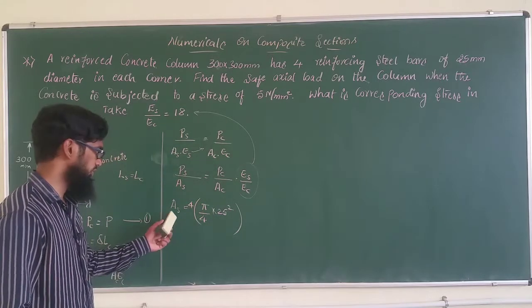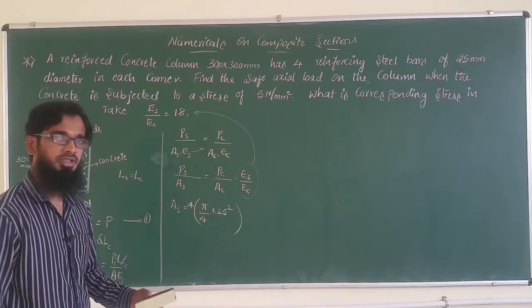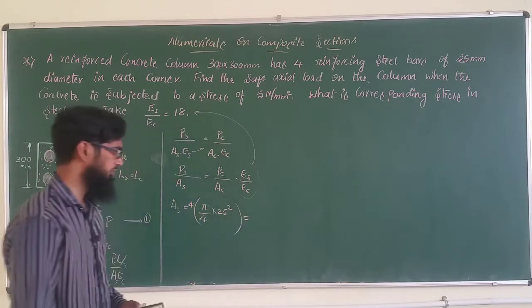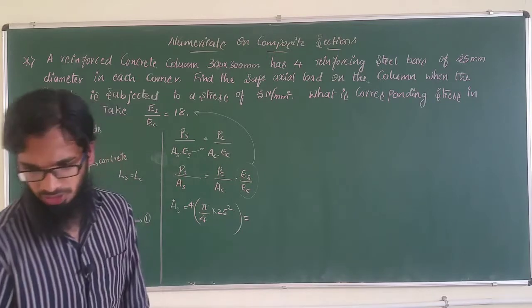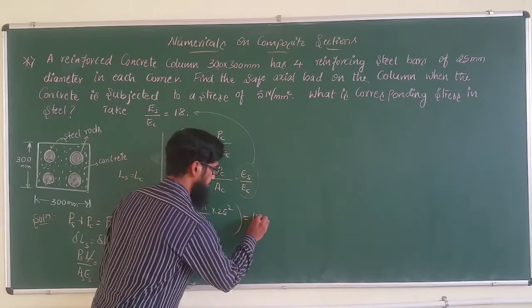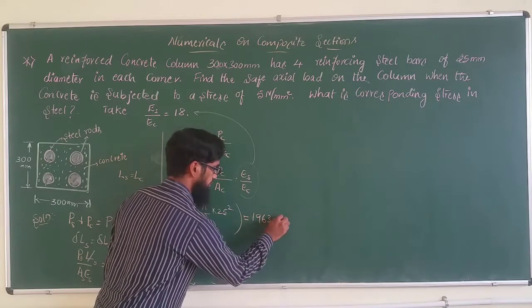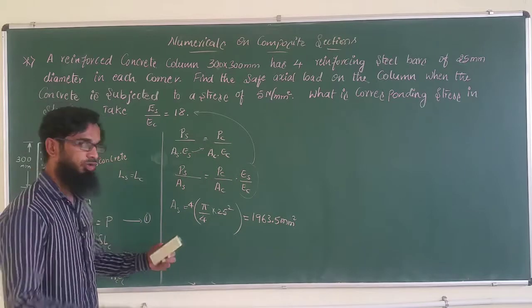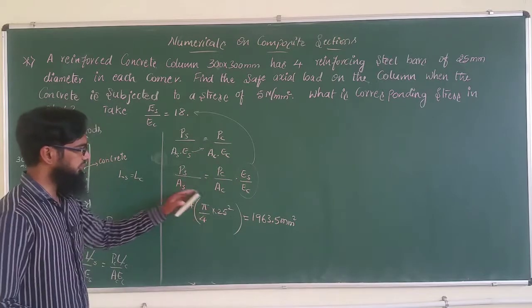Okay, this is the cross sectional area for the steel rod here. Now the 4s get cancelled. If we just simplify, this is the area of a steel rod, so I am getting around 1963.5. This is the area of a steel rod. So what am I getting for all the 4 rods? That value I can substitute here.